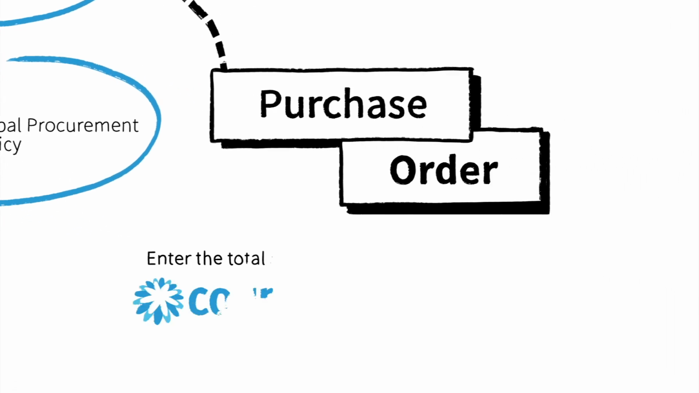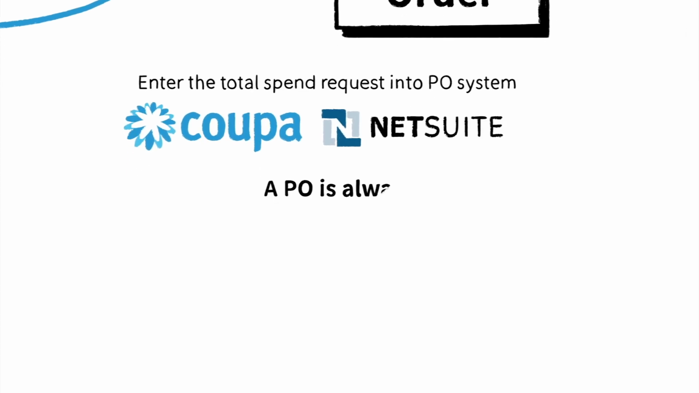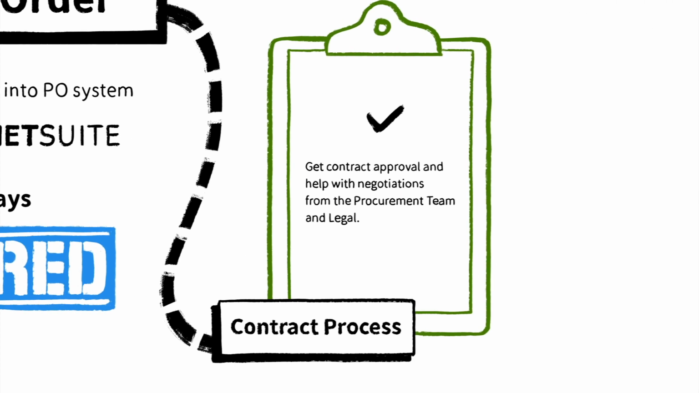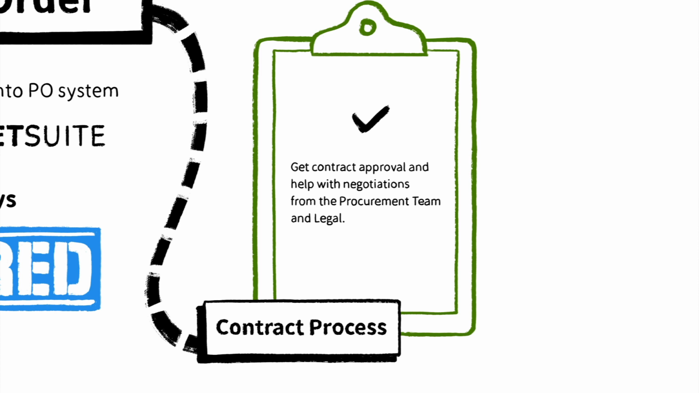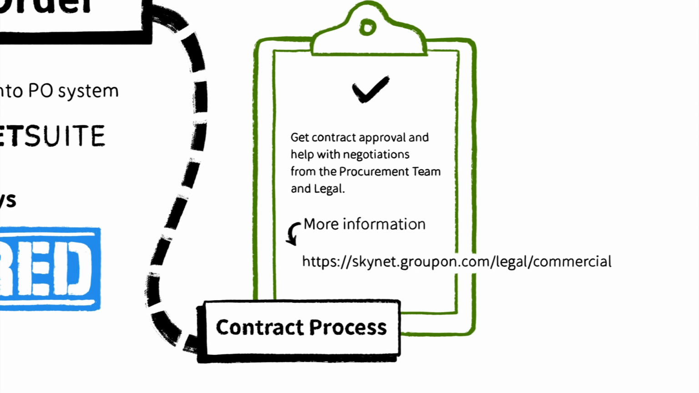Enter the total spend request into the PO system to obtain finance approval. A PO is always required. Get contract approval and help with negotiations from the procurement team and legal. Go to the Commercial Legal Skynet page for more information.